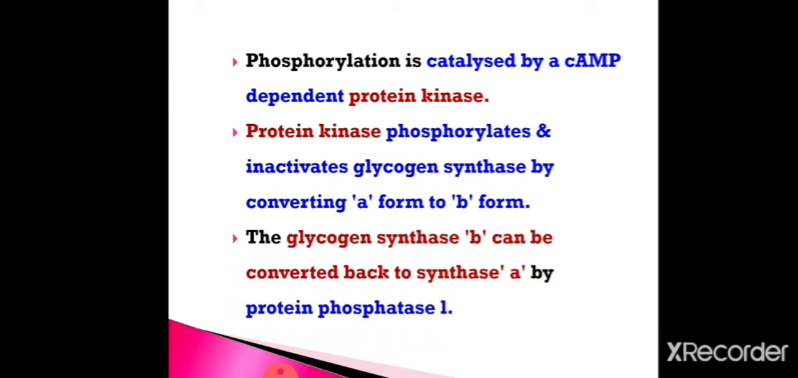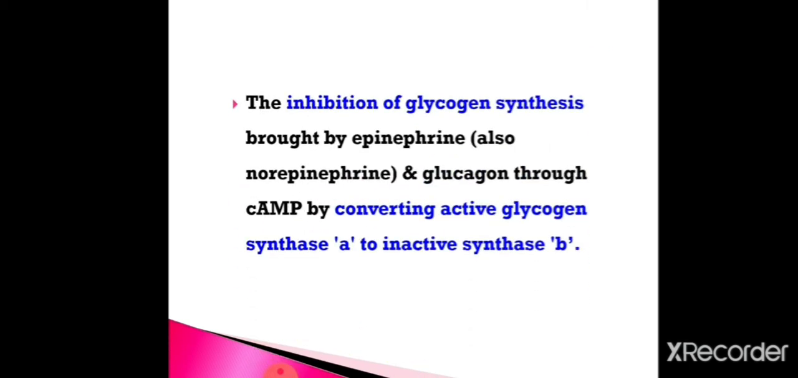This phosphorylation is catalyzed by cyclic AMP dependent protein kinase. Protein kinase will phosphorylate and inactivate glycogen synthase by converting the A form to the B form. Now the glycogen synthase B can be converted back to the A form, the active form, by protein phosphatase 1. So the inhibition of glycogen synthesis brought by epinephrine, norepinephrine and glucagon is a cyclic AMP mediated process, by converting active glycogen synthase to its inactive form.